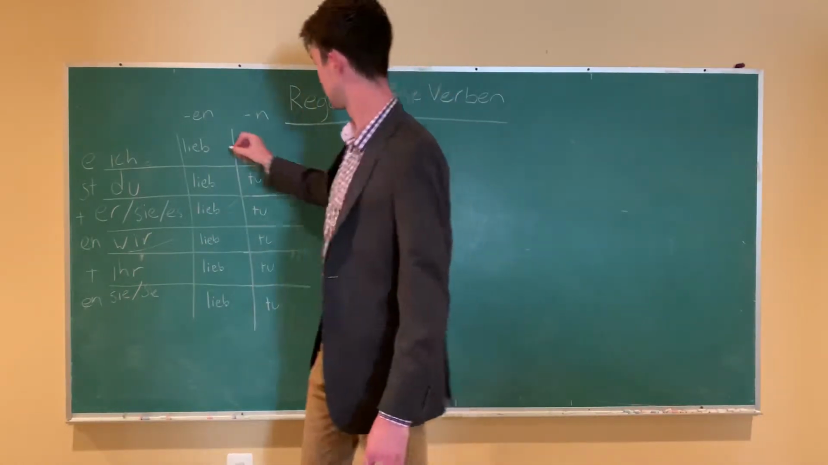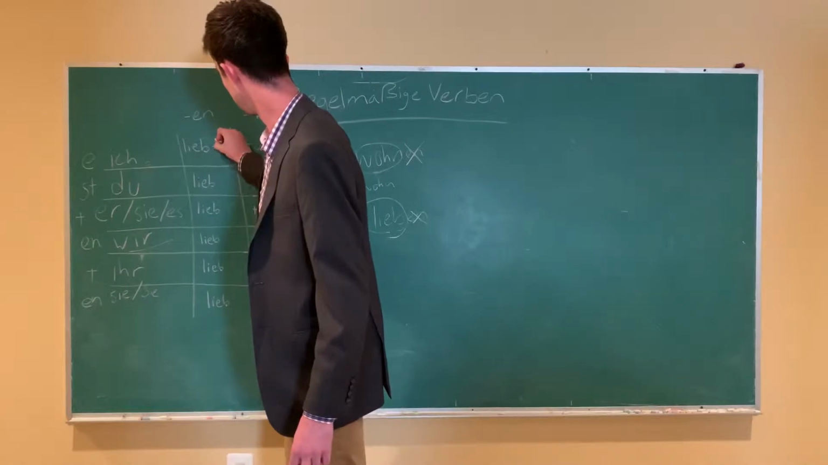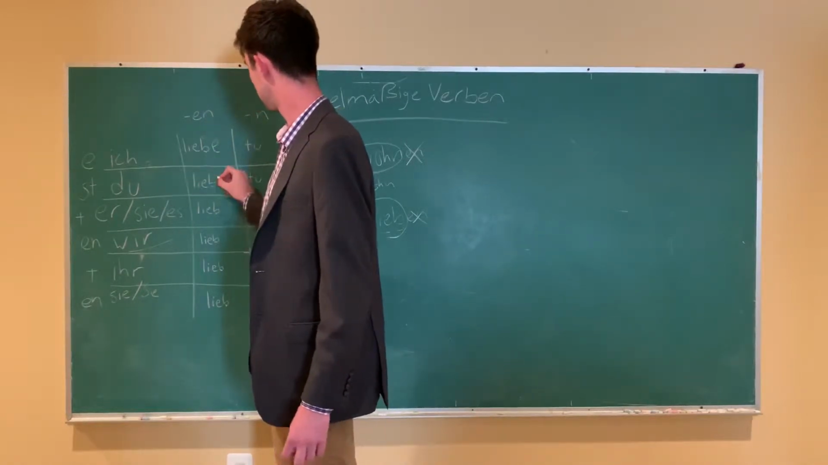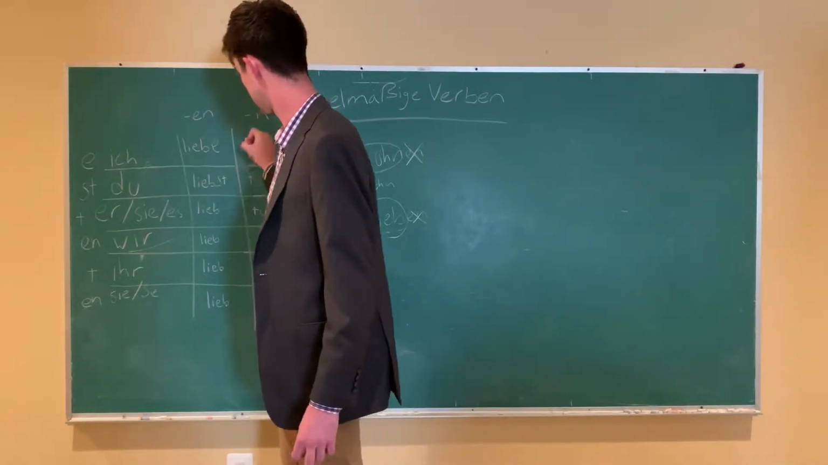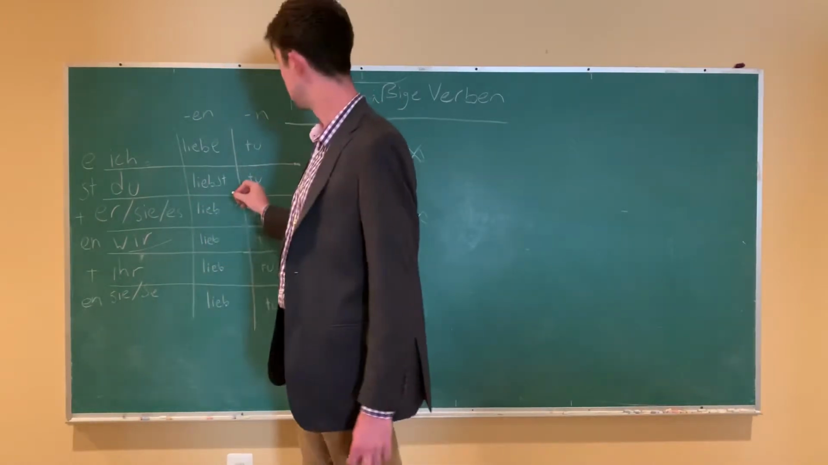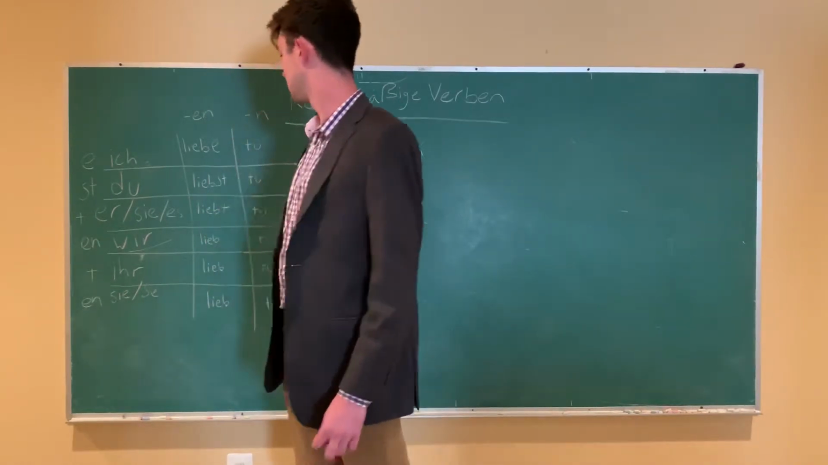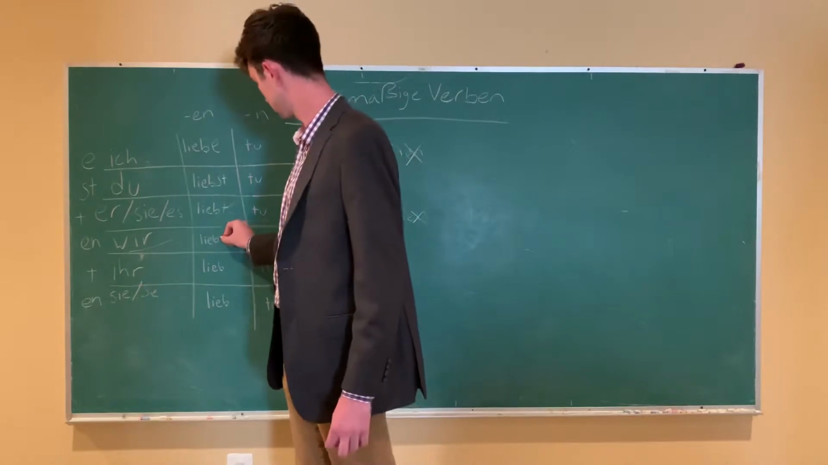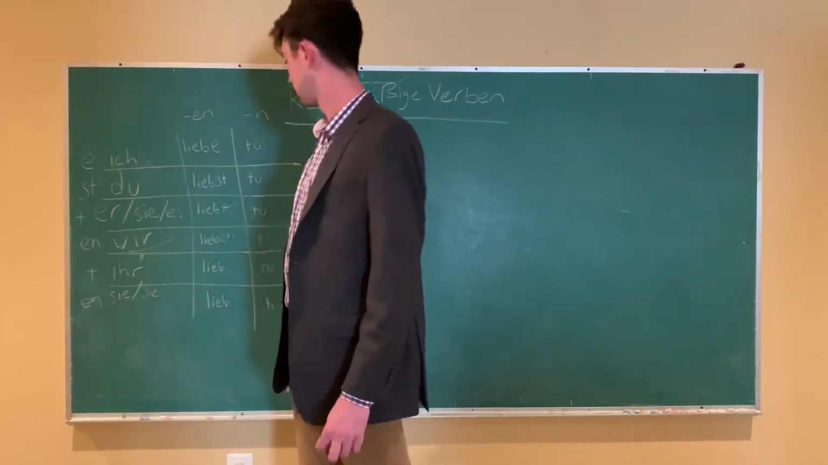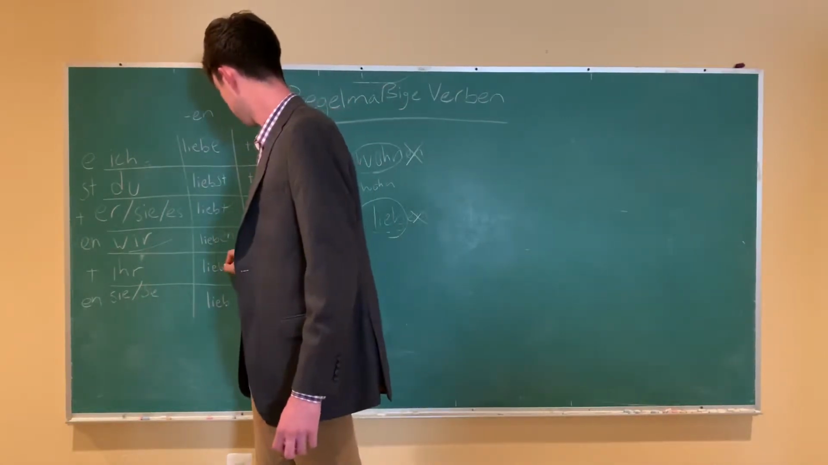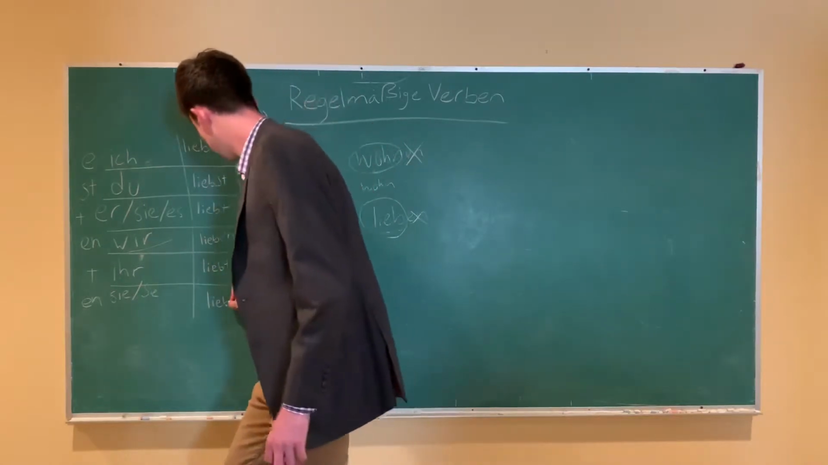All right, it's that simple. So for ich, it would be liebe. For du, it would be liebst. For er, sie, es, it would be liebt. For wir, it would be lieben. For ihr, it would be liebt again. And then for sie and Sie, it would be lieben again.